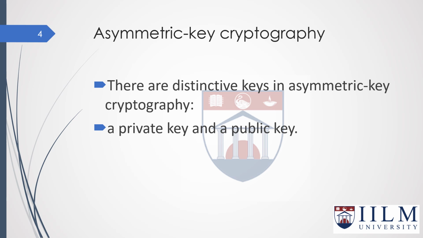So in asymmetric key cryptography, there are two keys. One is known as a private key and the other is known as a public key. Due to this use of more than one key, asymmetric key cryptography is known as a secured algorithm. We'll discuss different algorithms in this class, and due to this, asymmetric key cryptography is used very effectively.